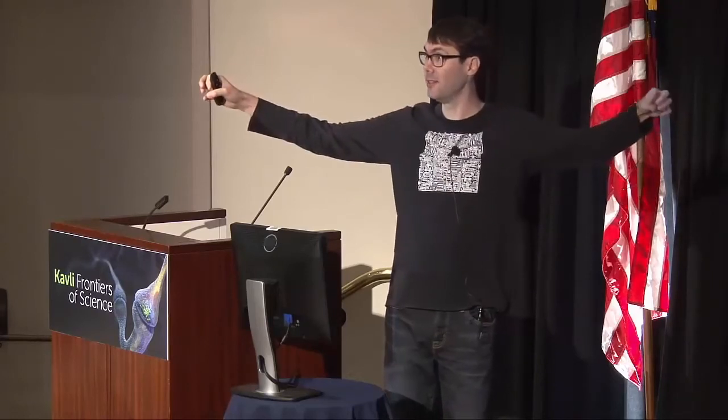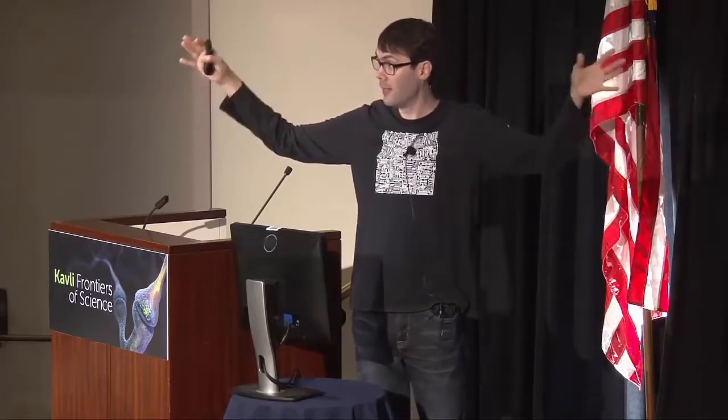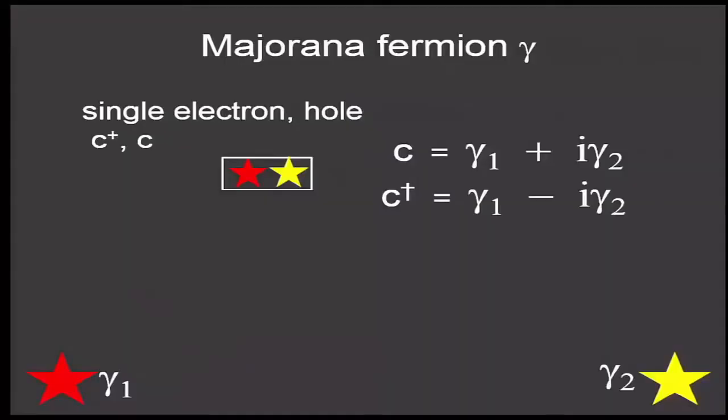So, okay, but what if we could break the box and take the two Majoranas and split them apart? What if we could split an electron in two? That would be the way to make sure that that electron is not perturbed by any decoherence for us. Okay, so what if we could do this, right? What if we could work with individual Majoranas?